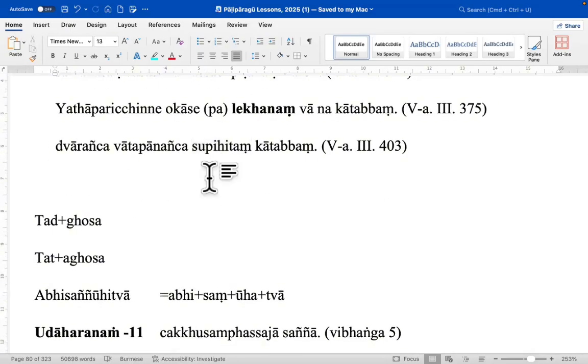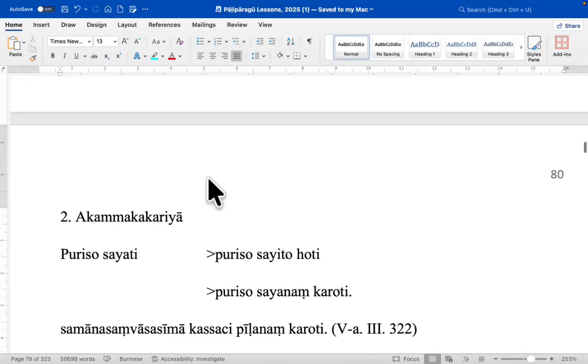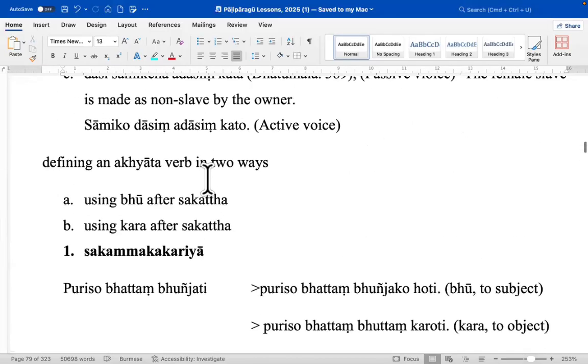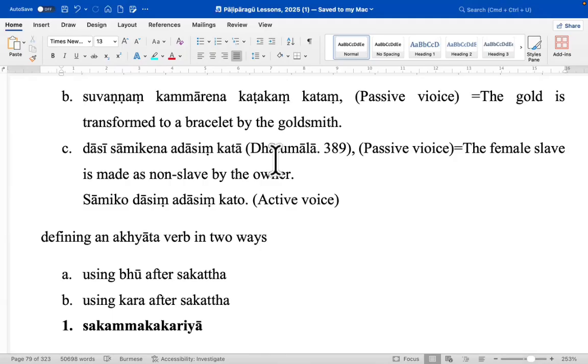Okay. For your question, like Parasauki Karana. What is Karana? If you go to the third example you gave earlier, Dasi samike na adasi kata, right? The active sentence is Samiko dasen adasen kato, right? That means the owner makes or made the female slave free, non-slave. So if I see that action, how are you going to write that sentence? It's like ayang pasami karanang. Then you have to change the sentence according to the action karanang.